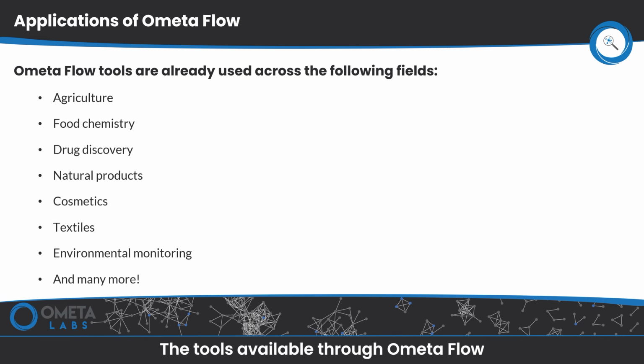The tools available through Ometa Flow are already used across industry and academia in the fields of agriculture, food chemistry, drug discovery, natural products, cosmetics and textiles, environmental monitoring, and many more. Check out the links below for more cool applications of our tools.